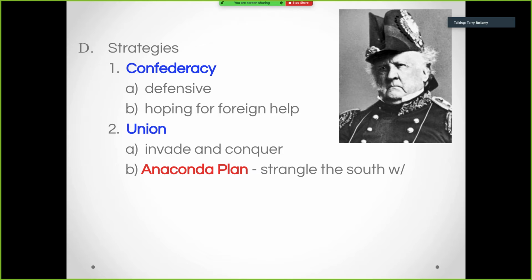What is an anaconda? A huge snake. And how does an anaconda kill its prey? It squeezes it to death. And it can swallow people. Full humans.